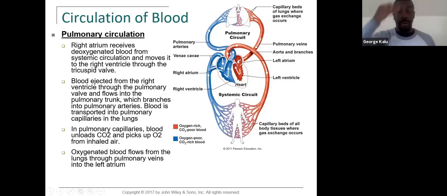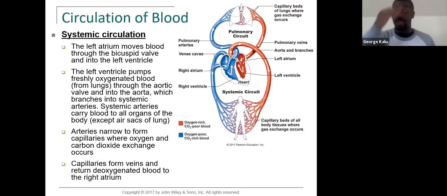Okay, that's our pulmonary circulation. And that brings us into our systemic circulation. So for our systemic circulation, again, we're going to be starting with our oxygenated blood inside our left atrium. Okay, this oxygenated blood that had just come from the lungs. Okay, and so this left atrium is going to be depositing that blood through the bicuspid valve, or the mitral valve, into the left ventricle.